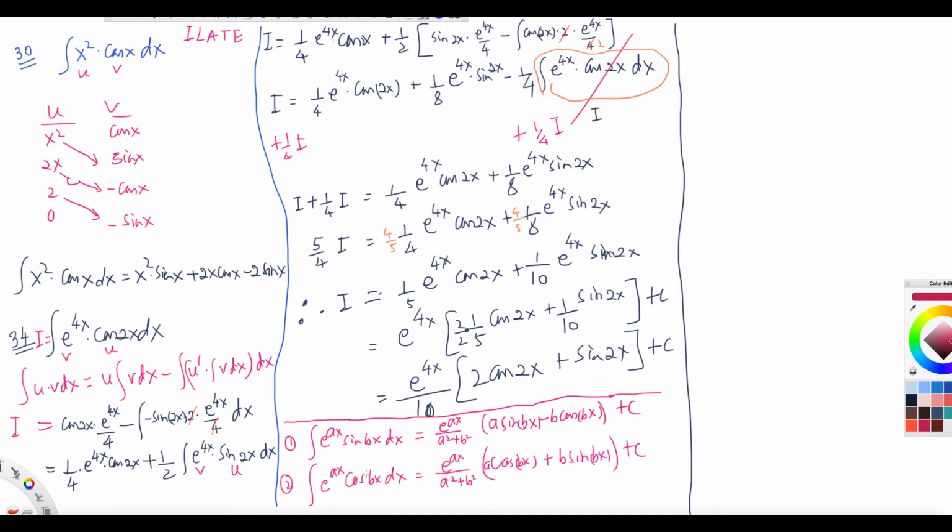Alright guys, so from next time you can use this formula, but you need to know how we derived this formula. If you have e to the 4x times cosine 2x dx, we need to do integration by parts twice, or the multiplication rule of the integration twice. Alright guys, so let me do some more examples.